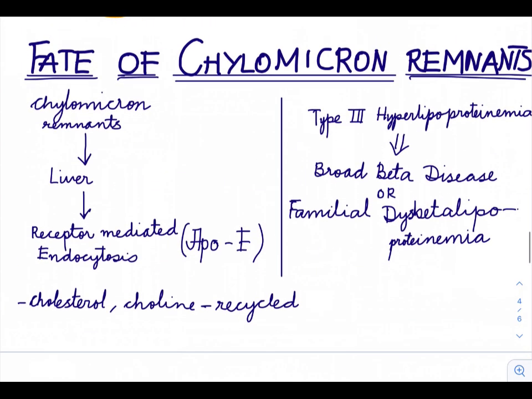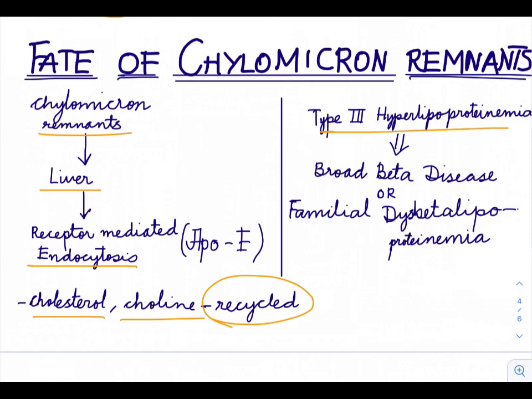After most of the triacylglycerol molecules have been removed, the chylomicron remnants, which contain cholesterol esters, phospholipids, apolipoproteins, fat-soluble vitamins, and a small amount of TAG, bind to receptors on the liver, and then they are endocytosed. The intracellular remnants are hydrolyzed to their component parts. Cholesterol and the nitrogenous bases for phospholipids, for example choline, can be recycled by the body. If removal of remnants by the liver is decreased because of impaired binding to the receptor, they accumulate in the plasma. This is seen in the rare type 3 hyperlipoproteinemia, which is also called familial dysbetalipoproteinemia or broad beta disease.